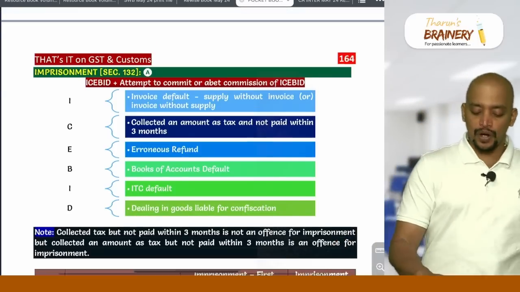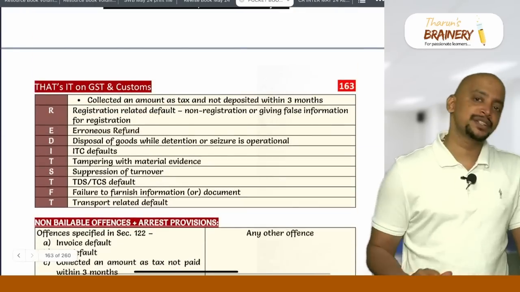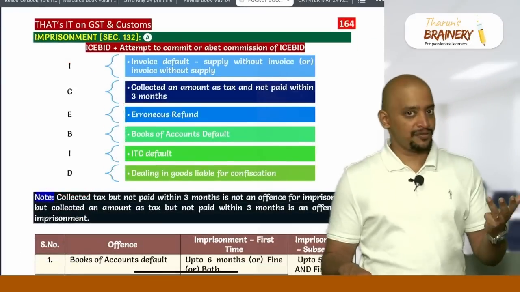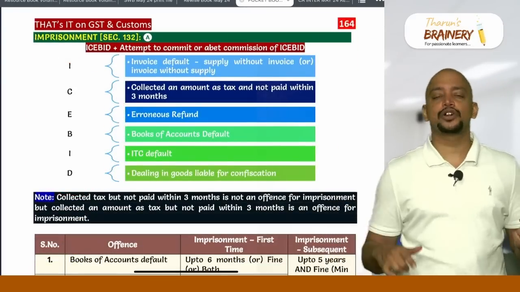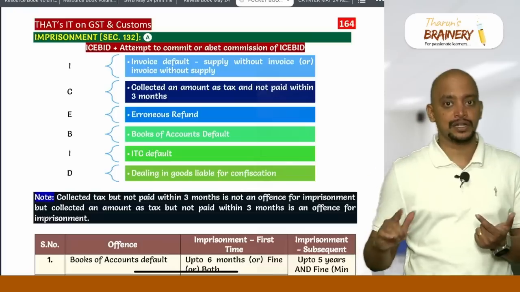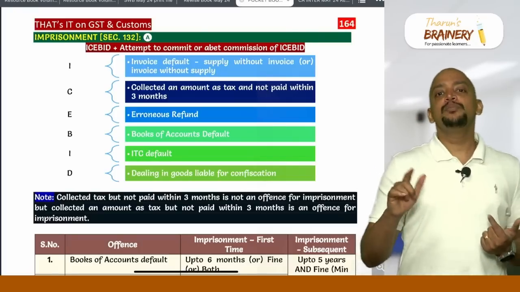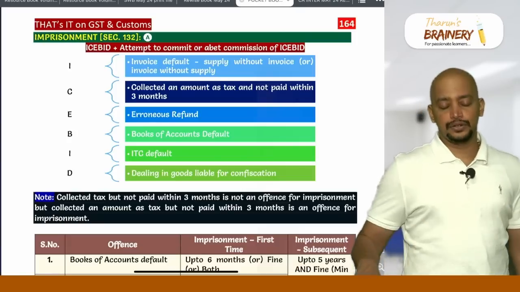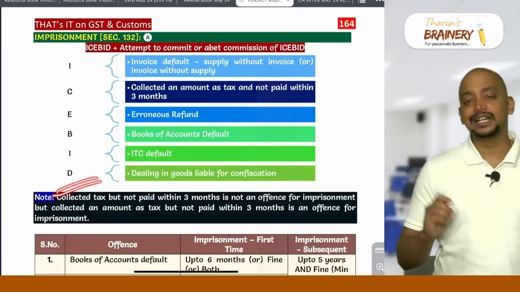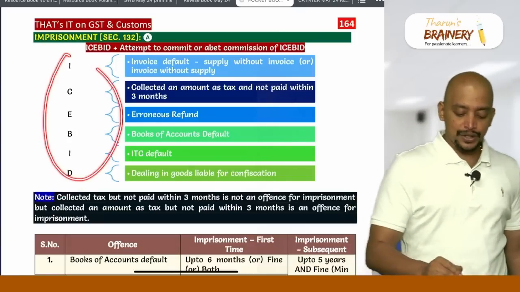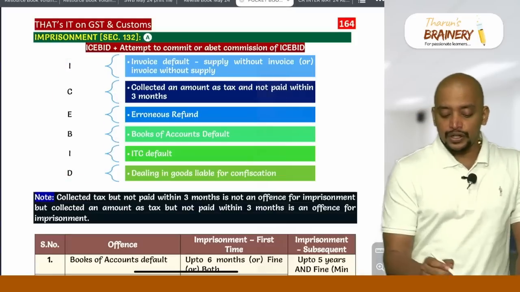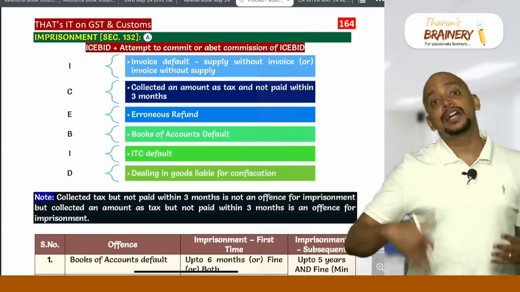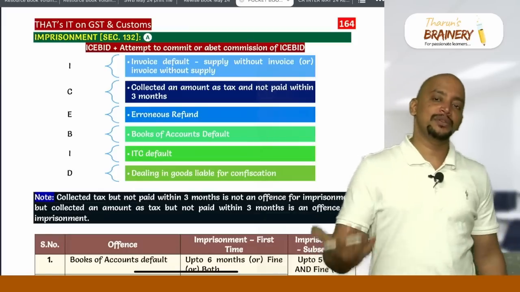So whatever short forms we remember, the same short forms: ICE bid. I for invoice default, C for collected amount as tax not paid within 3 months, E for erroneous refund, B for books of accounts default, I for ITC default, and D for dealing in goods liable for confiscation. So in these offences, plus abetting to commit or attempting to commit these offences. Abetting means supporting these offences, or attempting to commit these offences, you are trying to commit them.